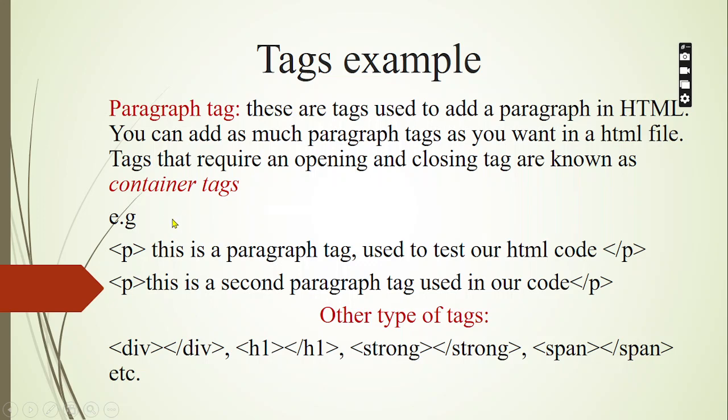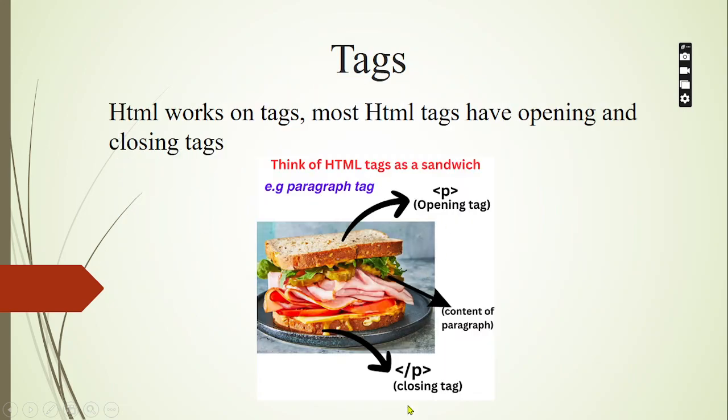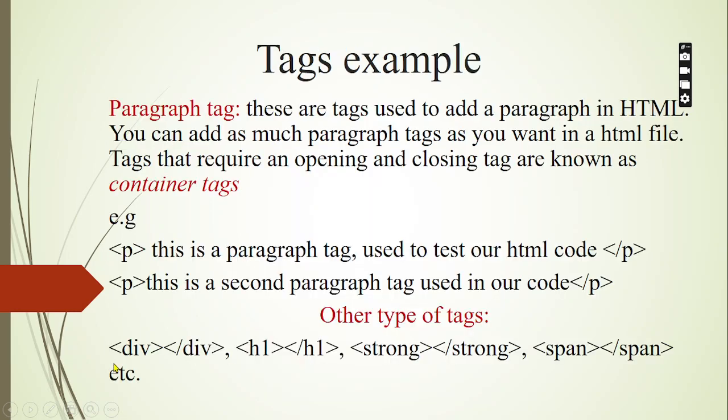Okay, so like I gave in the previous example, these are container tags because they contain certain documents or certain files or certain text between them. So there are other types of tags known as the div tag, division tags, heading tags, h1, strong, span, etc. We're going to be going into this over the course. This is an introductory video to HTML.